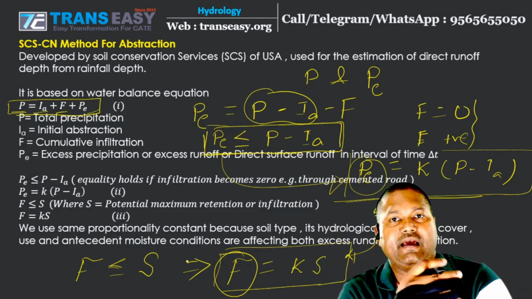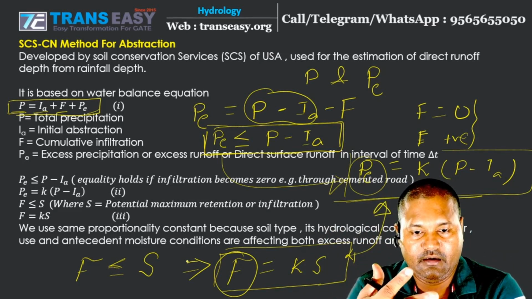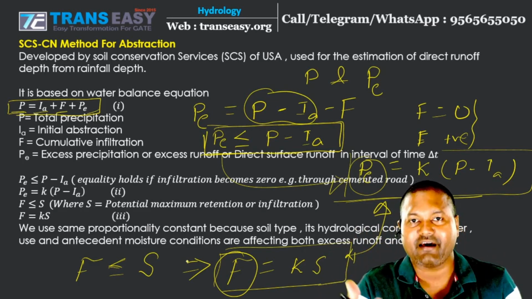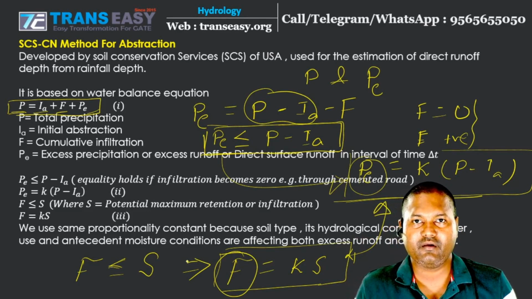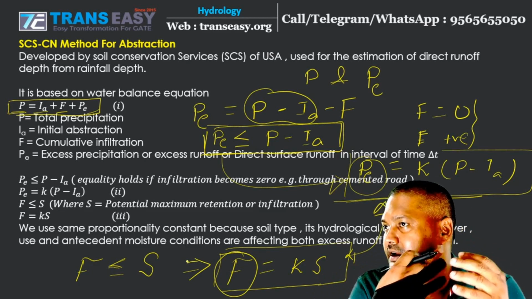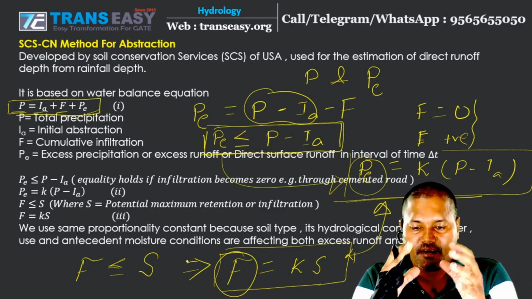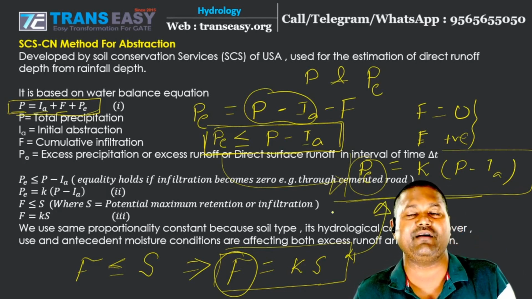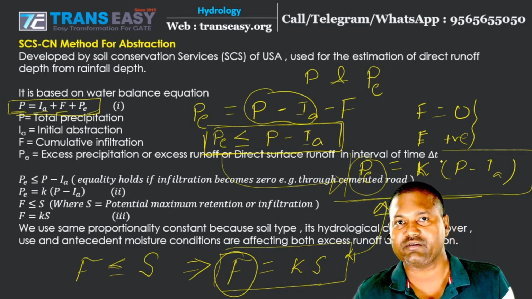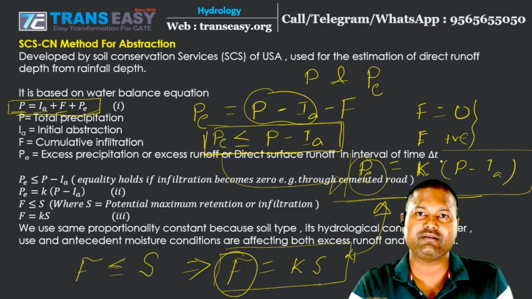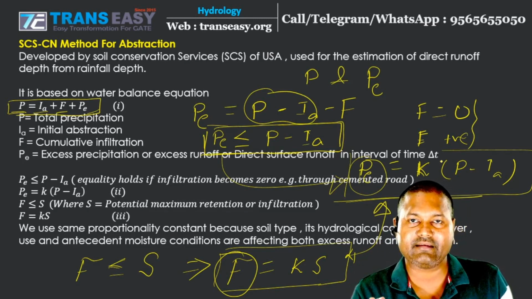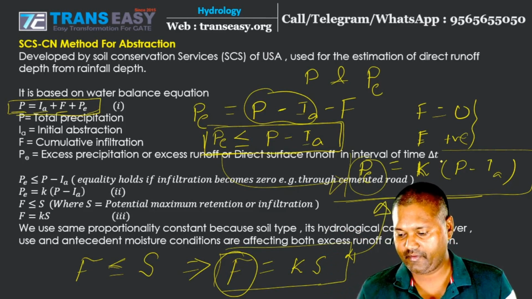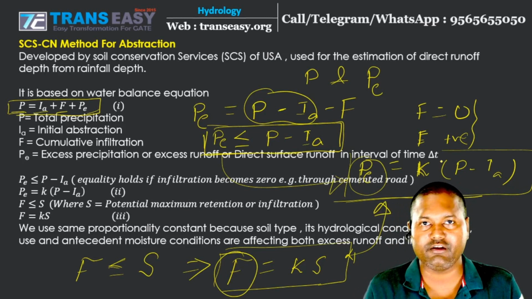So what is the type of soil of the catchment? Like sandy soil, sandy loam soil, deep sandy loam soil, shallow sandy loam soil, clay soil. So these are types of soil. Then cover, use, antecedent moisture condition. So P and F depend on all of these. The factors affecting them are the same. We use the same proportionality constant in these two relationships because infiltration and excess runoff both are affected by the same factors like soil type, cover, use, moisture condition and other hydrological conditions.